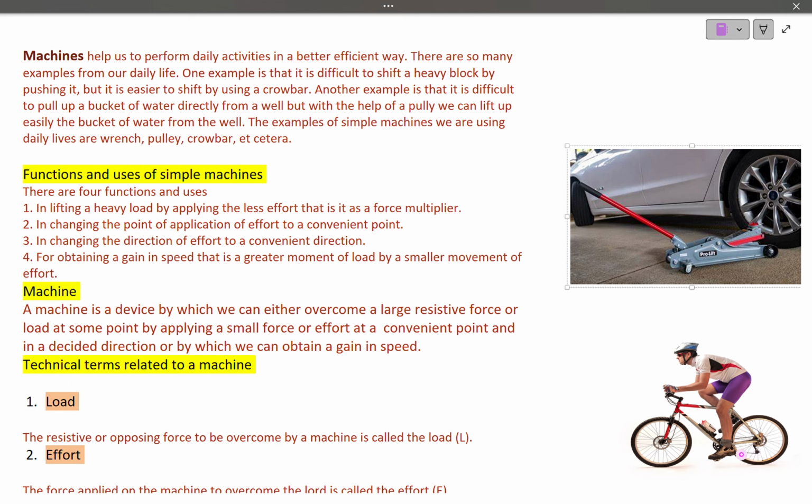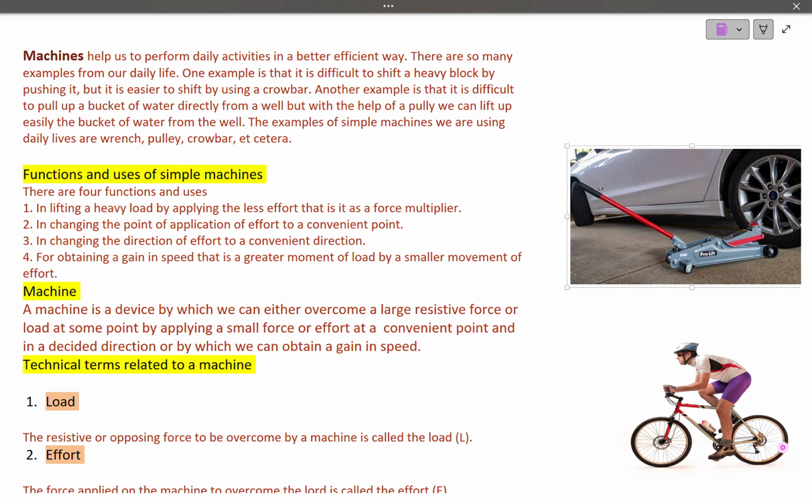So here we want to rotate this rear wheel, and we are applying the force or effort on the pedal. We are applying the force on the pedal, and we are able to rotate the rear wheel. Here the point of application of effort is the pedal, and we are able to rotate the wheel. That means we can change the point of application of effort to a convenient point.